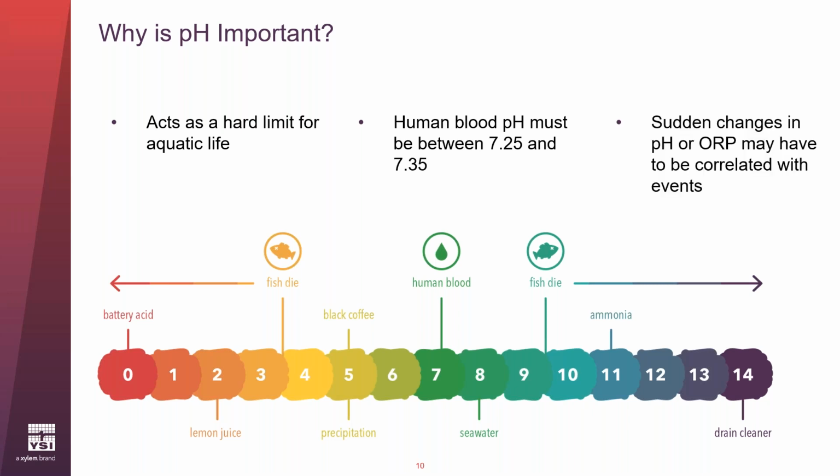And sudden changes in pH or ORP may have to be correlated with events such as the day-night cycle or the rain events. How that data is interpreted is just as important as the values from that same data. So that's why pH is important.